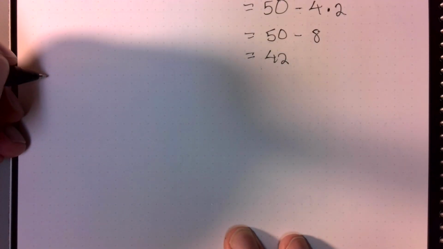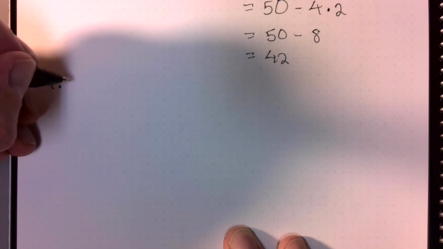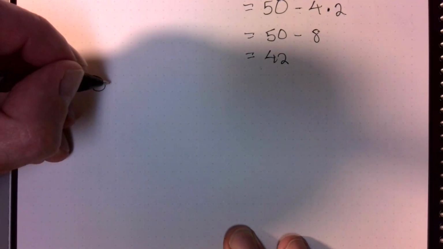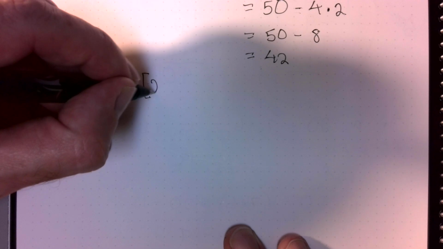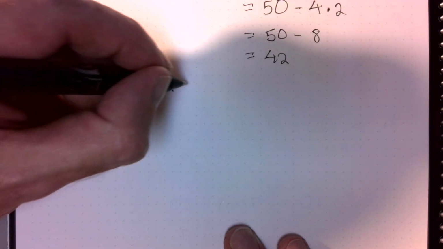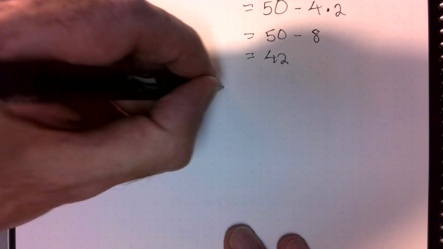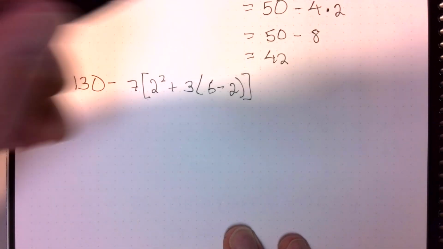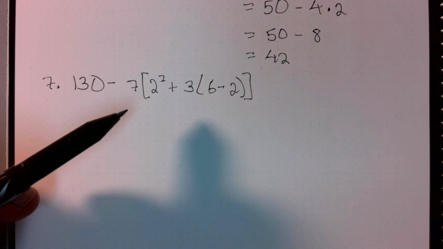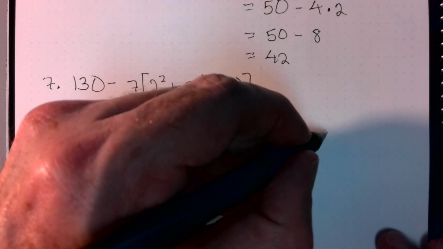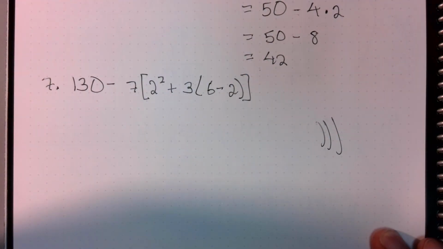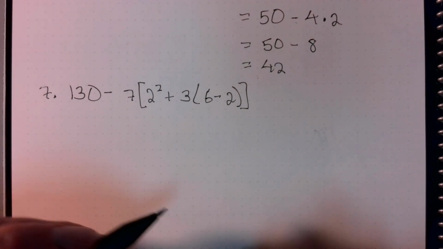Okay, let's do some that have multiple sets of parentheses. So this one is 130 minus 7 times 2 squared plus 3 times 6 minus 2. The brackets don't really mean anything different than the parentheses. They're just to distinguish, so we don't have a situation where it's hard to tell what's the inside and what's the outside.